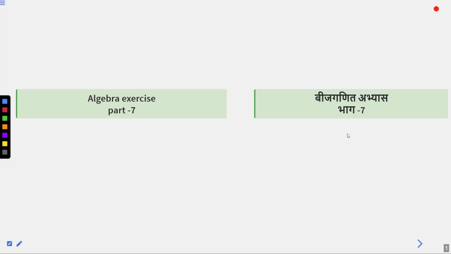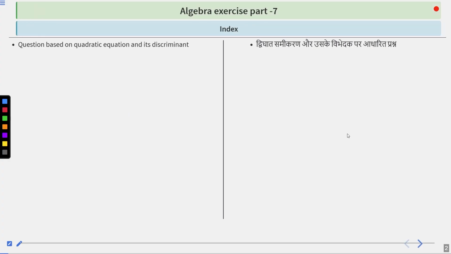Hello everyone, we are going to start algebra exercise part 7. In this exercise, we are going to do questions based on quadratic equation and its discriminant.